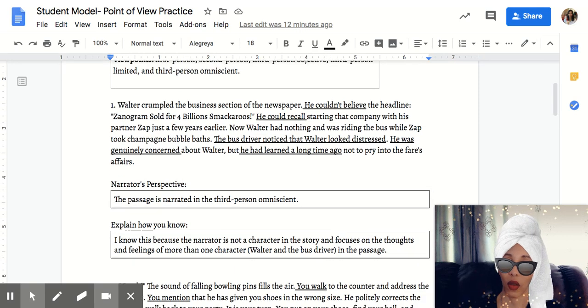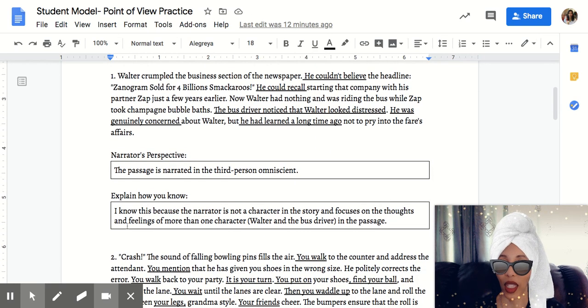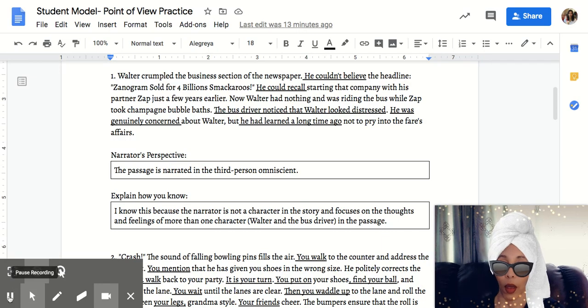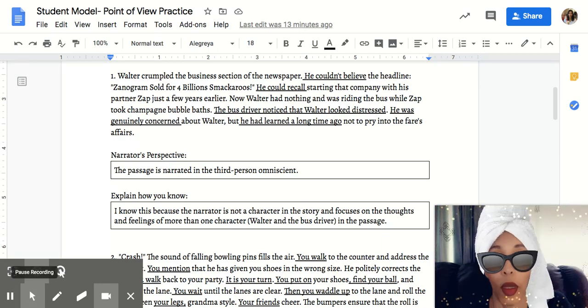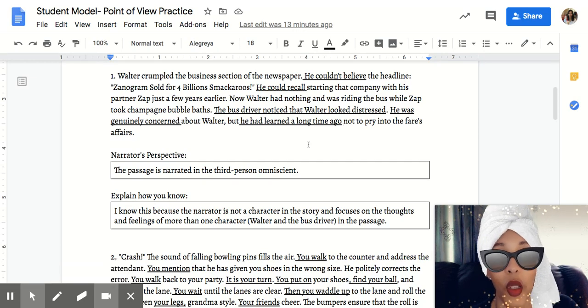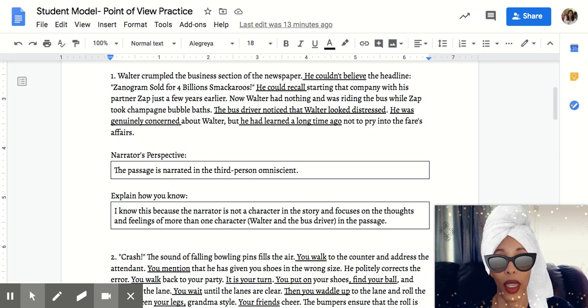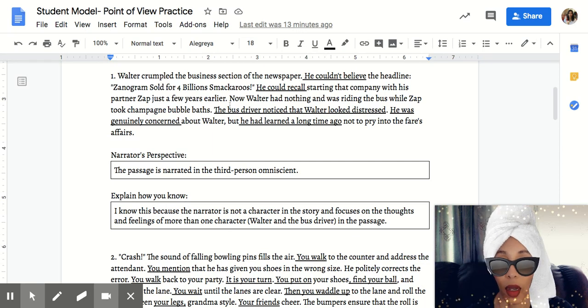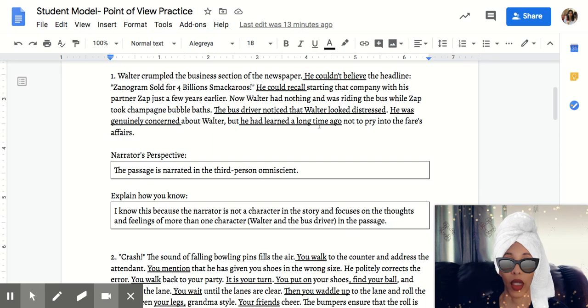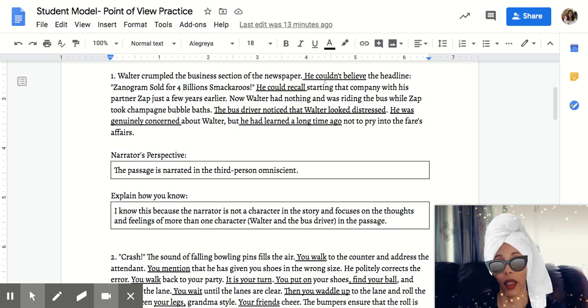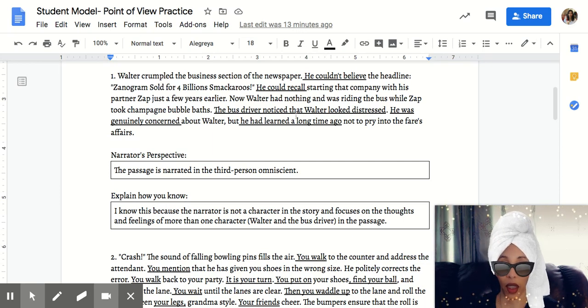Okay, now let's look at the narrator's perspective and the explanation. Look at the passage and how the student underlined. The student knows that it's in third person because it has he three times, four times throughout, and that is one of the pronouns for third person. The underlining of the thoughts and feelings of the character, Walter looked distressed, genuinely concerned, shows that the passage is narrated in third person omniscient.